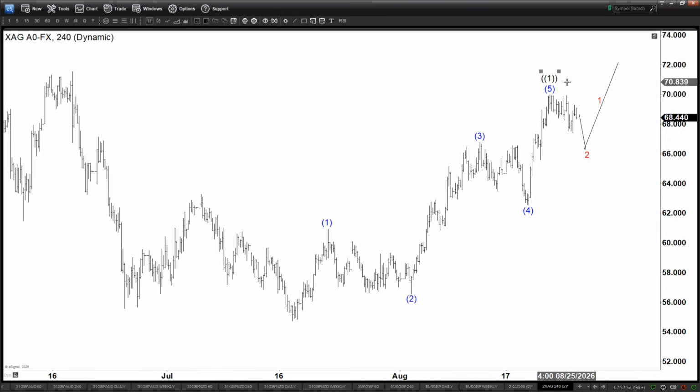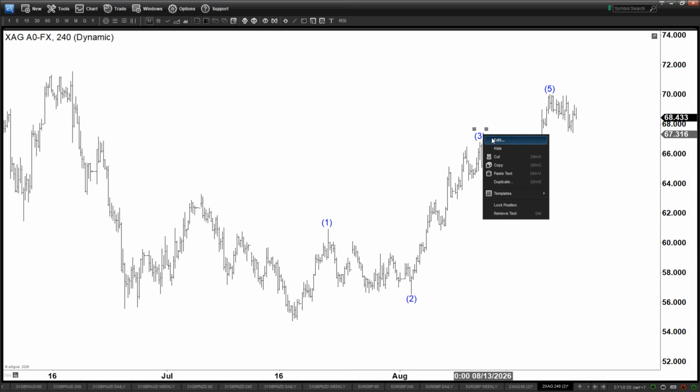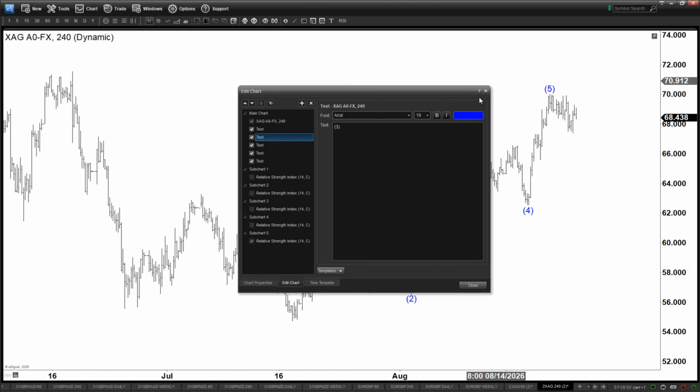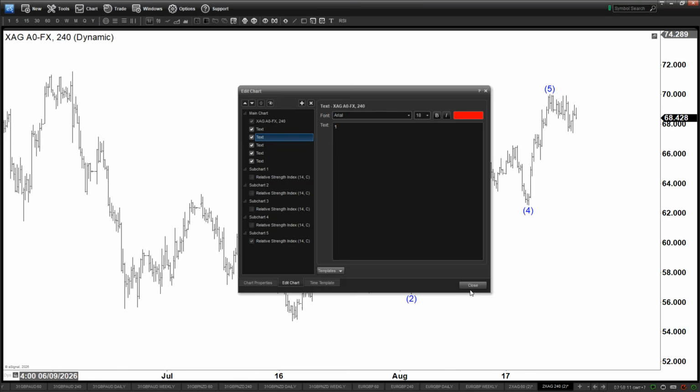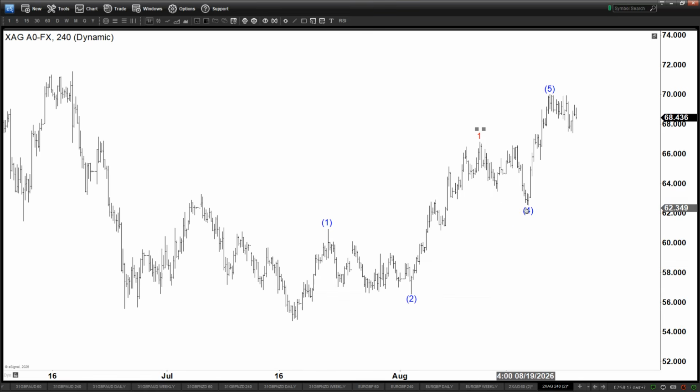Okay, the other alternate, which is more aggressive, more bullish, is that this is not 1, 2, 3, 4, 5, but this is actually a nest. It's a 1, 2, 1, 2. Now this is the most aggressive count you can come up with, which is doing a nest.